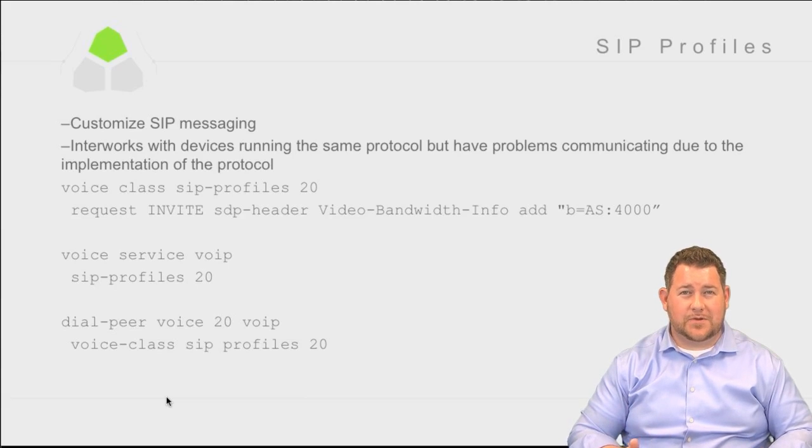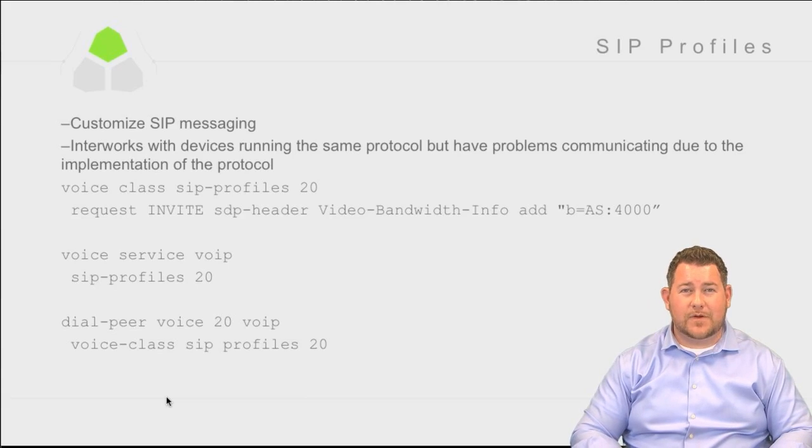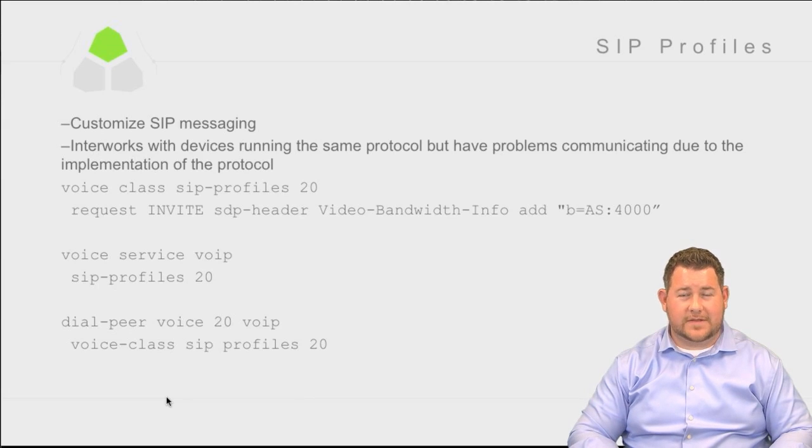Fast start would be H.323. Early offer would be SIP. So we're using early offer, meaning we're putting the SDP in the actual invite, the first invite there. So that means if we're modifying the SDP header in the invite, it must be an early offer scenario. So we're changing the video bandwidth info, and we're just saying we're going to add this line, b=AS:4000. So we're going to modify the bandwidth info to include 4000 K of audio, or video, excuse me.